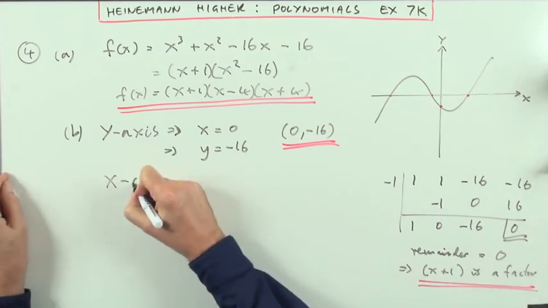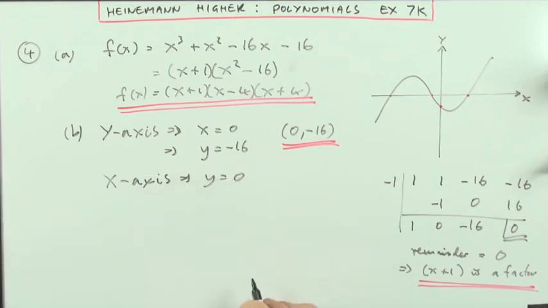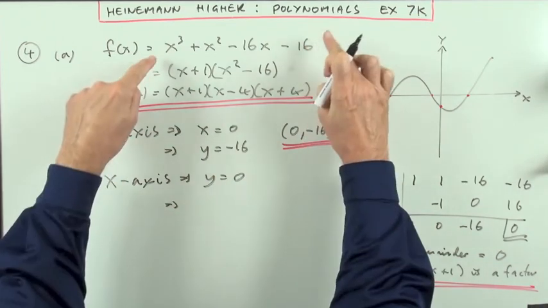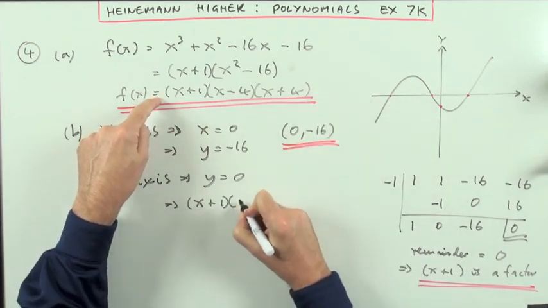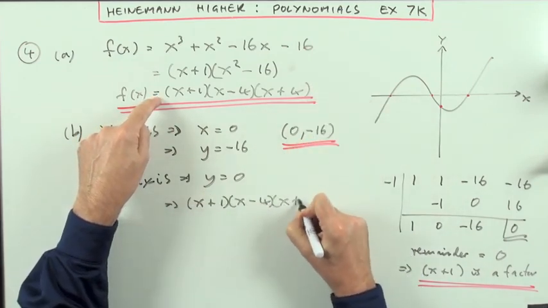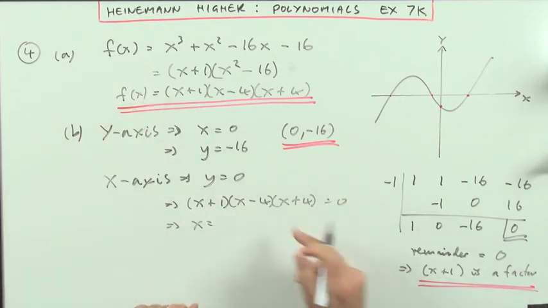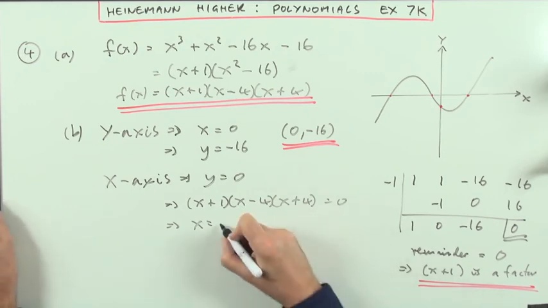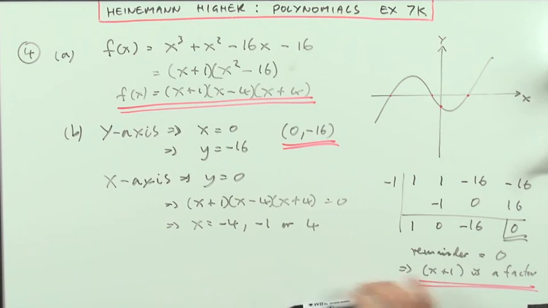Then the x-axis. On the x-axis, y should be 0, in which case this expression should be 0, but it's already factorised here, in which case x plus 1, x minus 4, x plus 4 should equal 0. So we've got x equals, but taking them in order, we've got x equals negative 4, x equals negative 1, or x equals positive 4 for the x coordinates.